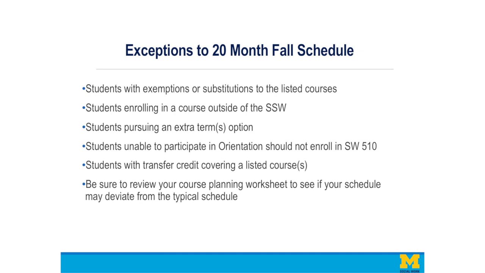That would be another reason to sit down and talk with a course planning specialist in the Office of Student Services. If you're unable to participate in orientation or part of orientation, then you probably would be well advised not to enroll in the Social Work 510 course. Students with transfer credits that are covering one of the courses listed also would definitely not want to enroll in the course that you've covered with transfer credit.